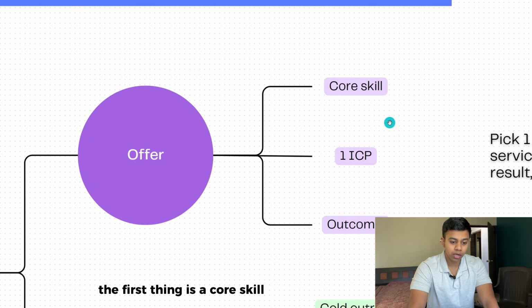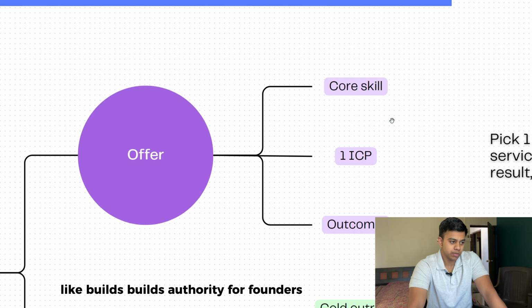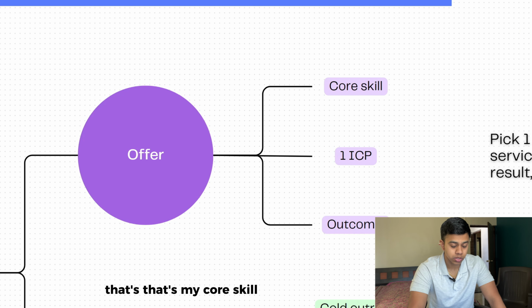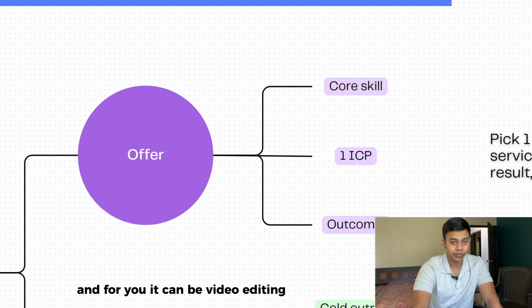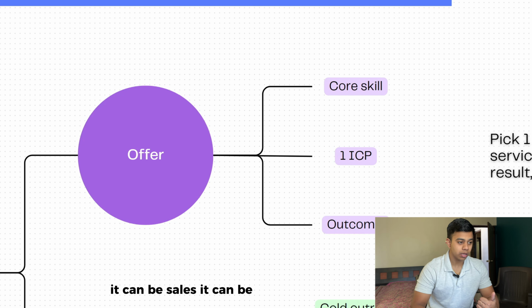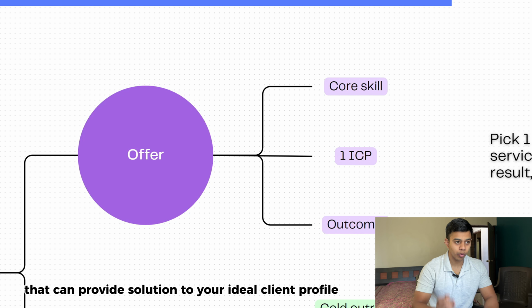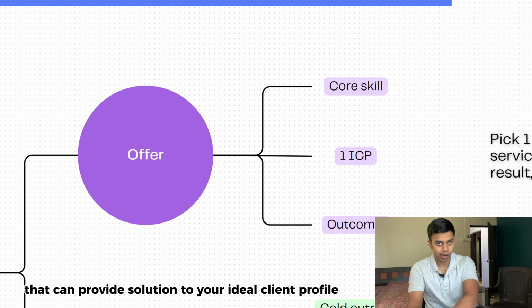The first thing is a core skill. So in my case, it is content creation, it is writing, it is creating content that builds authority for founders. That's my core skill. And for you, it can be video editing, it can be, again, copywriting, it can be email marketing, it can be sales, it can be anything that can provide a solution to your ideal client profile.